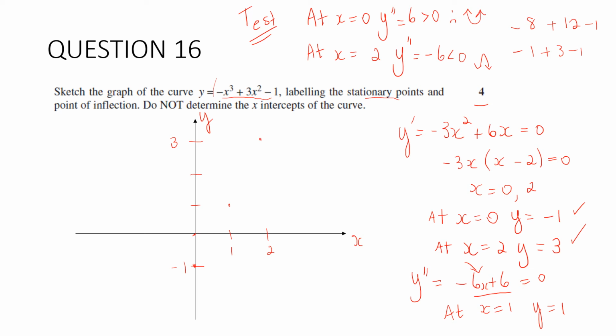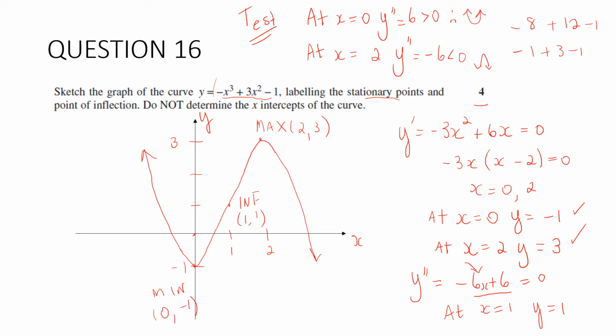All right, here we go. Don't like the look of it, but it's not very easy to draw on these things. Okay, we didn't have to say where the x-intercepts were, so we should put arrows on the ends, and you should also label these points. So this is a maximum at the point 2, 3. We have an inflection here at the point 1, 1, and we have a minimum here at the point 0, negative 1. And there it is.